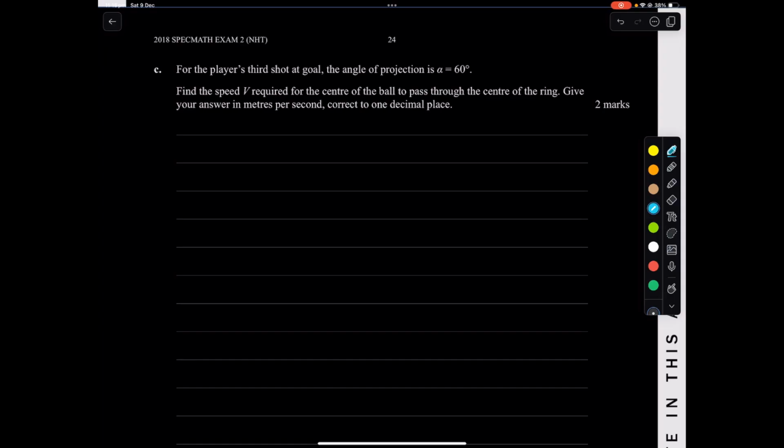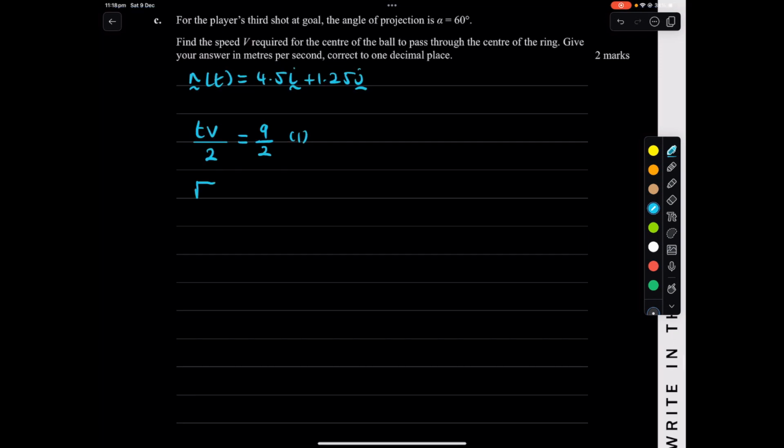So let's write that down, our actual steps. What we did was r of t must equal 4.5 i plus 1.25 j. And so we got two equations from that. We got tv over 2 equals 9 over 2. That's your first equation. And our second equation was root 3 tv over 2 minus 49 t squared over 10 equals 5 over 4.